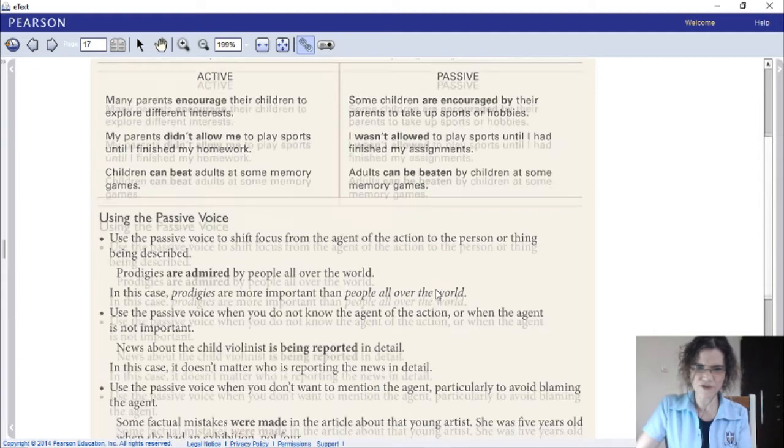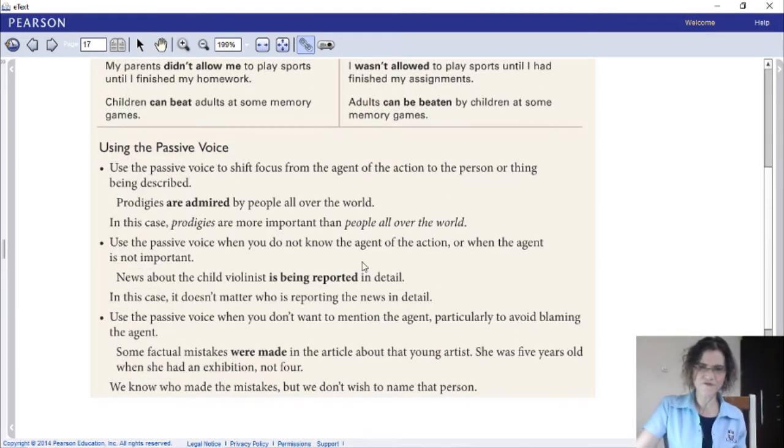Let's look at this. Using the passive voice: use the passive voice to shift focus. Now, I said that already, yeah? The agent of the action, who does it, is what we often call the agent. That is active, right? But in the passive, we focus more on the thing that is described, which is the action itself. Prodigies are admired by people all over the world. In this case, prodigies are more important than people all over the world, right? The focus is on prodigies. Use the passive voice when you do not know the agent of the action and when the agent is not important.